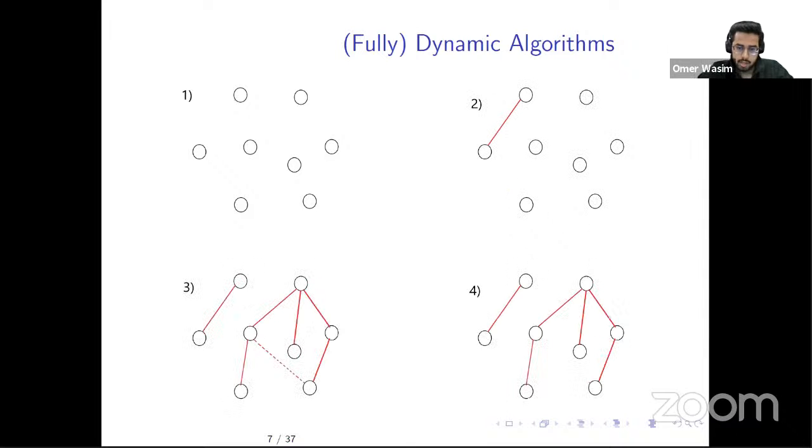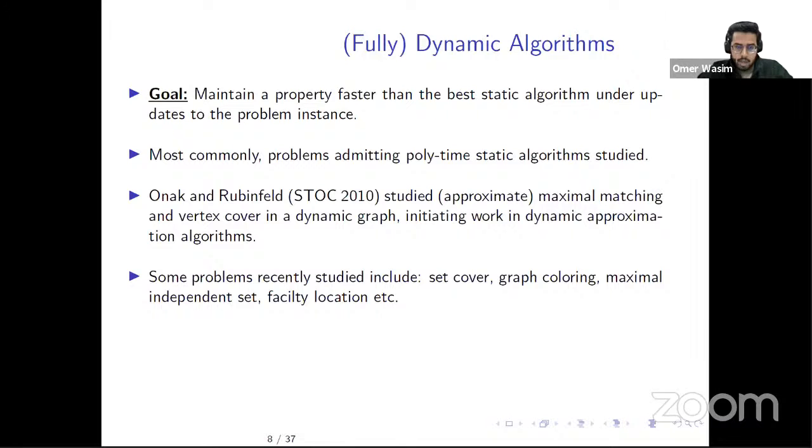Since this talk is about fully dynamic algorithms, let me give you a feel for what they do. Initially we have an empty graph on, let's say, n vertices, and at each time step we have an edge insertion or an edge deletion in the graph. So we have an arbitrary sequence of edge insertions and deletions, and after each edge update, we want to maintain a property of the underlying graph. The goal of a fully dynamic algorithm is to maintain a property faster than we can invoke the best static algorithm.